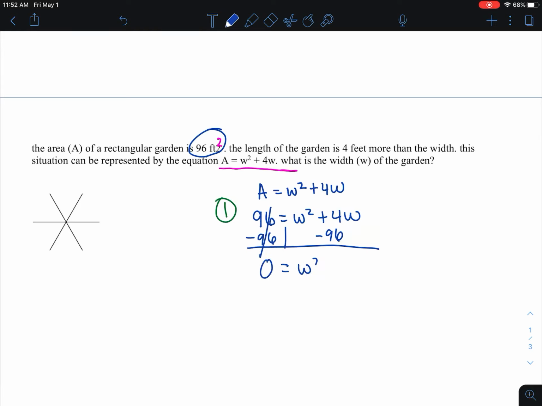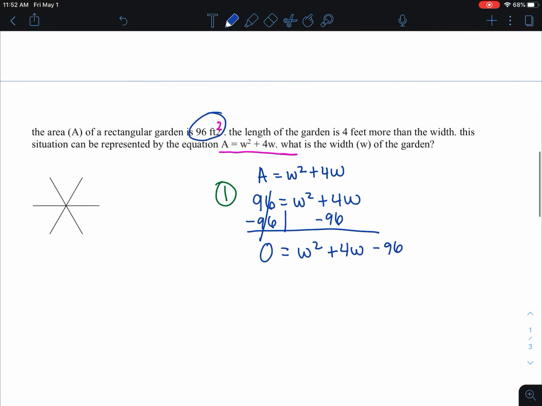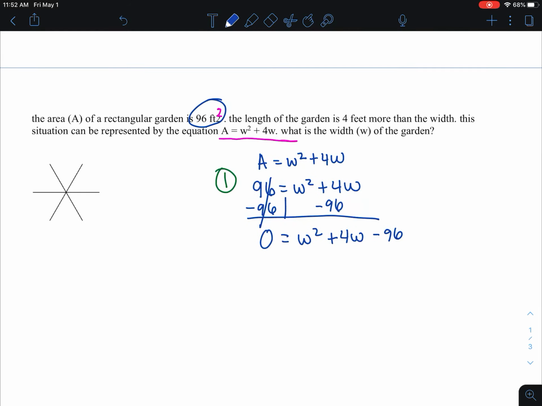So minus 96 on both sides, so that's 0 equals w squared plus 4w minus 96. Notice this 96 is not like terms with the w squared or 4w, right? Because the 96 doesn't even have a w, you can't subtract it. So my a is 1, my b is 4, and my c is negative 96.